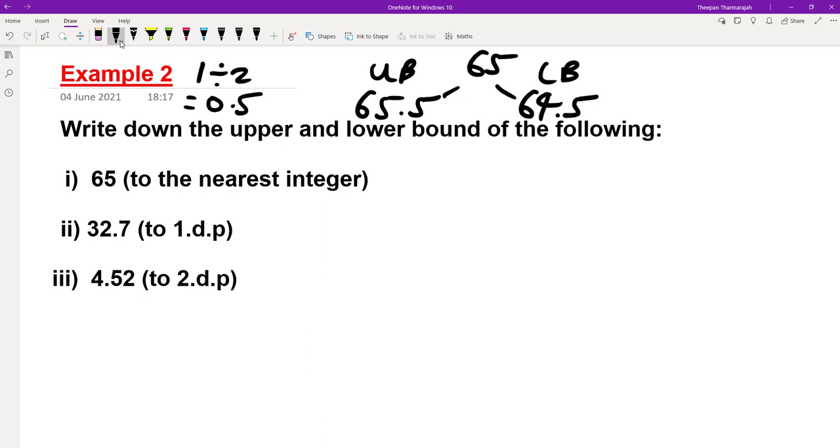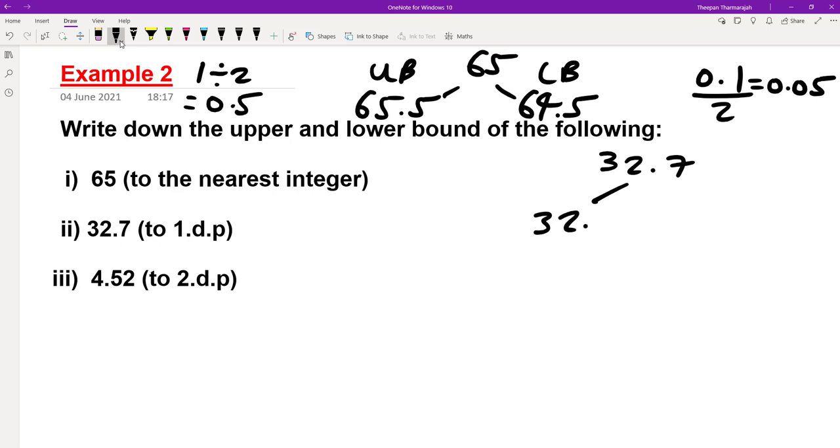Now for 32.7, that's one decimal place. 0.1 divided by 2, which is 0.05. So we're just going to do 32.7 plus 0.05, which is going to be 32.75. And then 32.7 minus 0.05 is going to give me 32.65. So the upper bound and the lower bound.